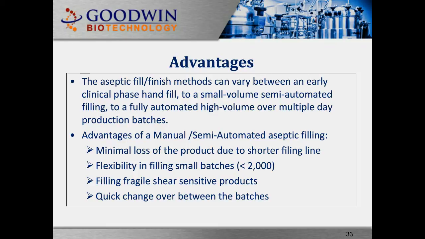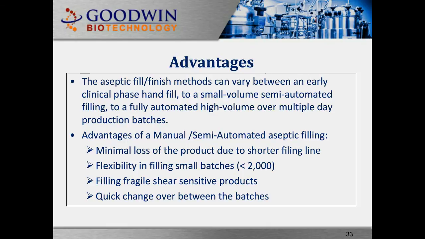What are the advantages of manual semi-automated aseptic filling? There will be minimal loss of product due to a shorter filling line, and there is flexibility in filling small batches. You can fill from 50 up to 2000 vials, fill fragile, shear sensitive products, and there can be quick changeover between batches because most of the materials used for filling are disposable.